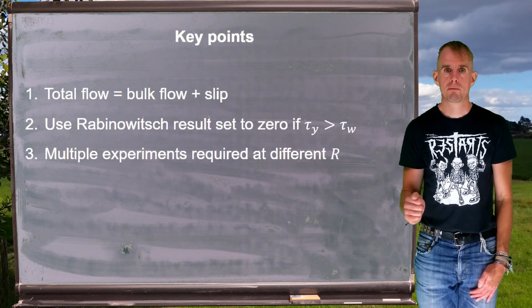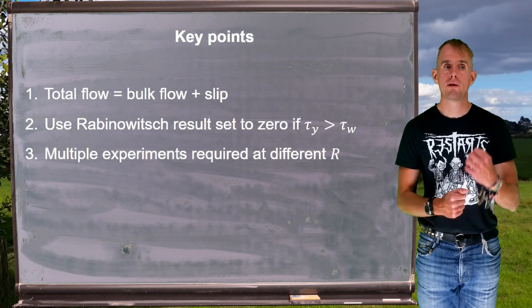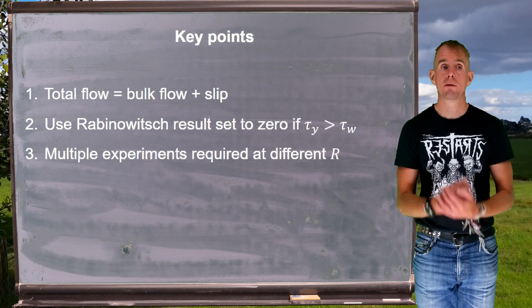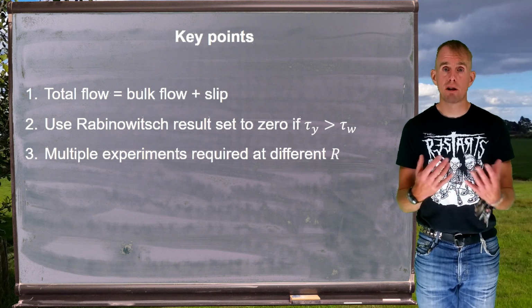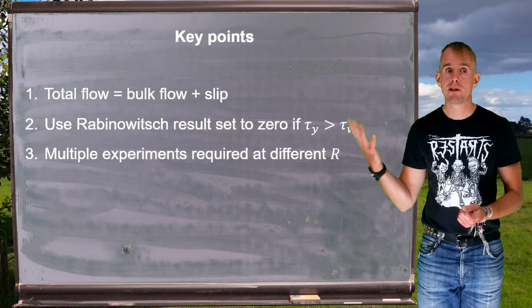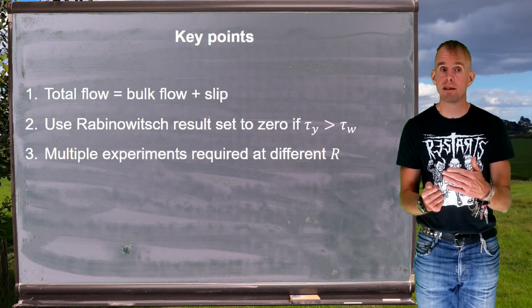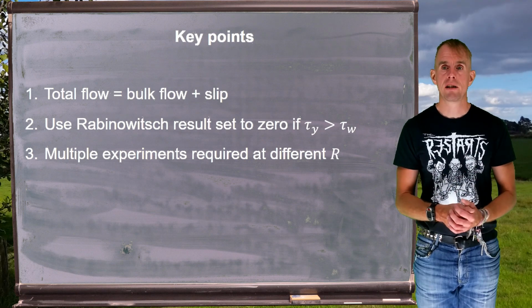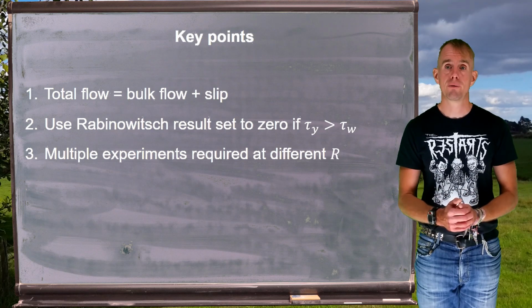So, a few key points. We can analyse slip by breaking a flow down into the bulk flow and the slip flow and adding them together to equal the total flow. We can use that approach with volumetric flow rates, and we can use the Rabinovich result to set the integral to 0 if our yield stress hasn't been exceeded. Multiple experiments are required at different radii in order to get a decent enough experimental data set, however, for this approach.